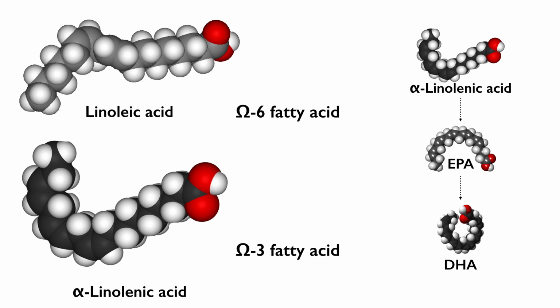For example, alpha-linolenic acid can be used by our bodies to make the so-called fish oils, EPA and DHA, as illustrated on the right. In practice, though, it's better to get a broad variety of fats in the diet. For example, having flax oil, a rich source of alpha-linolenic acid, does not give the full benefits of having fish oil, because our bodies aren't that efficient at converting one fat into another.